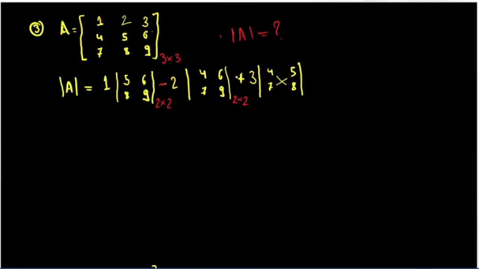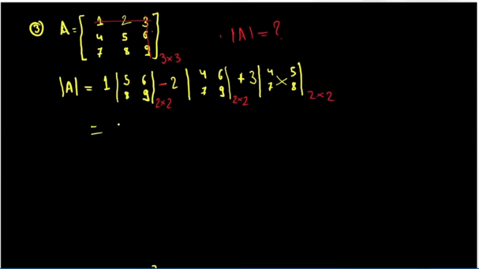So you will have to put the positive sign in the third step, and then you will have to hide its respective row and column. So here I will hide the first row and third column. So the remaining elements will be 4, 5, 7, 8. So I have written these 4, 5, 7, 8 as a 2 cross 2 matrix.